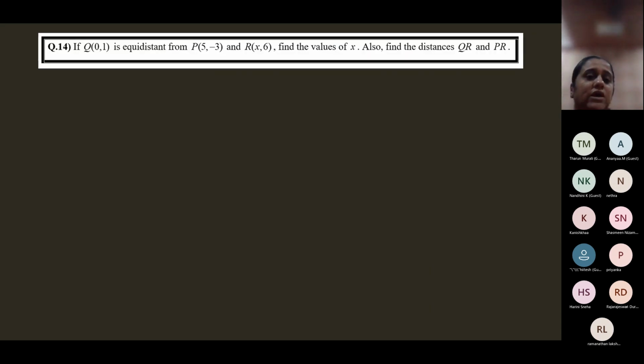If Q is equidistant from P and R, find the values of X. All similar questions. So Q is equidistant from P and R. That means QP is equal to QR. So that's the condition: QP is equal to QR, or QP square is equal to QR square. Work that and find the value of X. And then we'll have to find the distances QR and PR using the distance formula.